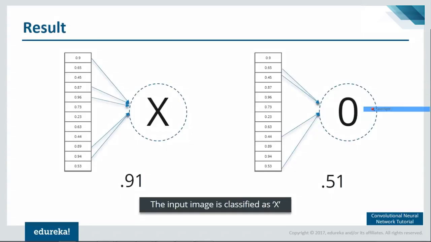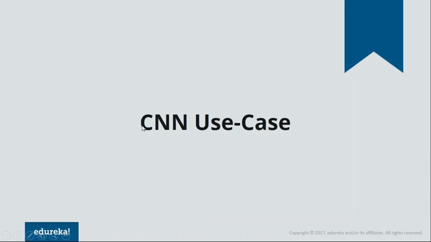And so now we notice that 0.91 is a higher value compared to 0.51. So when we have compared our input image with the values of X, we got a higher value than the value that we have got after comparing the input image with the values of O. So the input image is classified as X. Alright, so now let us move towards our use case.